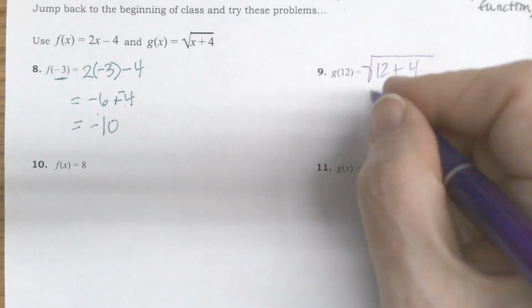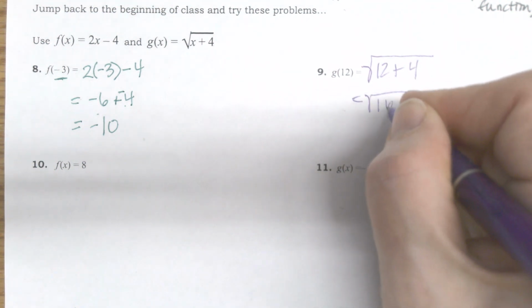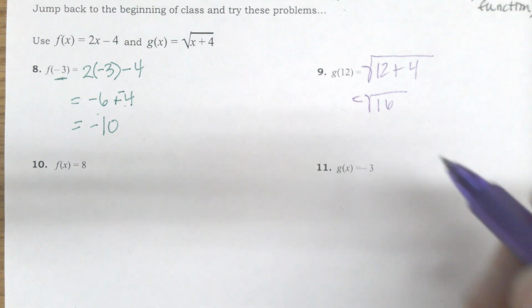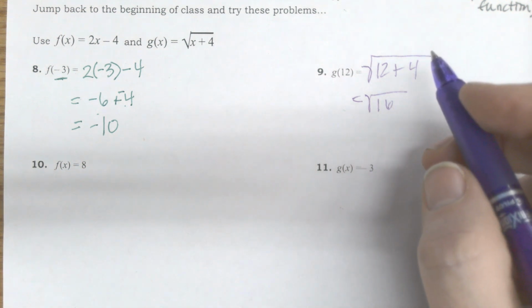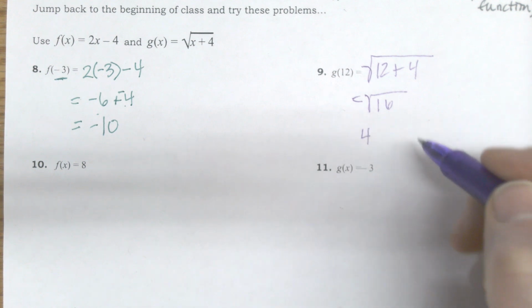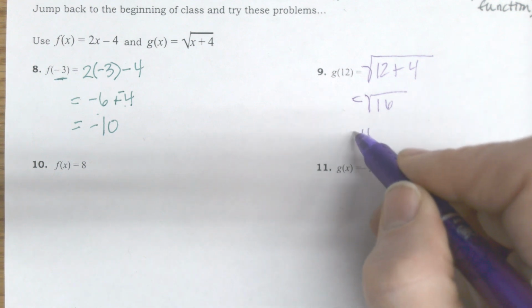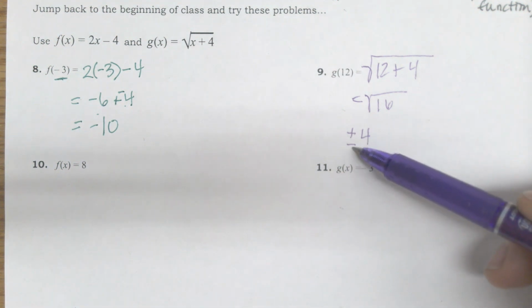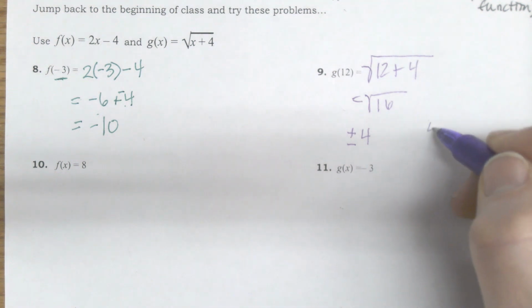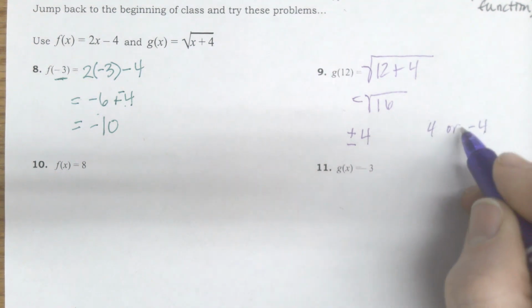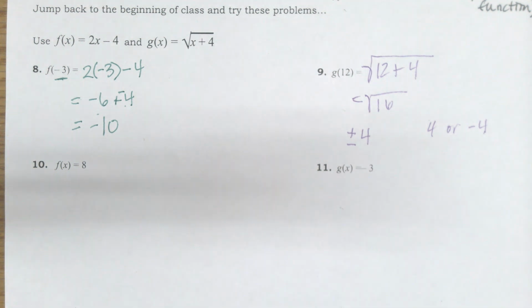So this is the square root of 16. What's the square root of 16? We've got two answers. I say 4 or negative 4. I can write that as plus or minus 4, or I could write it as 4 or negative 4. Either one of these is acceptable.